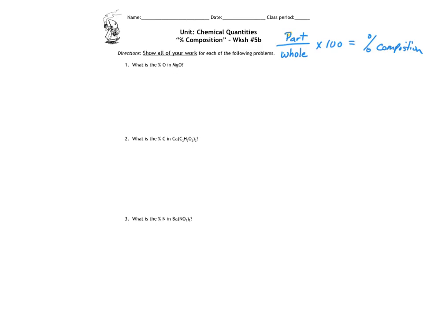So the question is, what is the percent of oxygen in magnesium oxide? So magnesium oxide is going to look something like this. We've got an atom of magnesium, and we've got one atom of oxygen. But it's not going to be 50% because we're really looking for the percent composition by mass. So we're going to need to use our periodic table to look up the masses of magnesium and oxygen. So I'm going to write down magnesium, and I'm going to write down oxygen. We're also going to need to find the molar mass because we can't find the whole unless we know what the total is for these two elements.